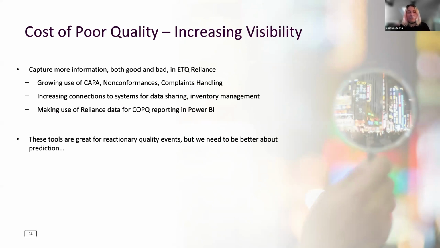Okay, so let's talk a little bit about cost of poor quality. One of the things that we've been doing at Corning specifically is we've been working to try to increase our visibility of cost of poor quality. So we have a lot of businesses that are doing a lot of work every day, and we're collecting a lot of data. We are very, very data rich at Corning. And one of the problems we've had in the past is we collect all of this information and we don't know what to do with it.